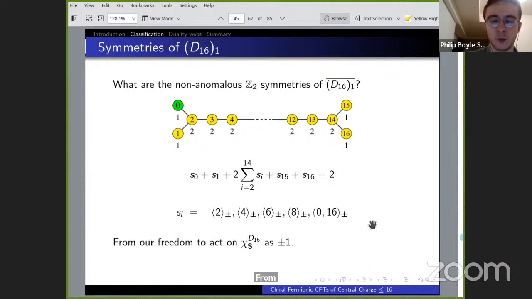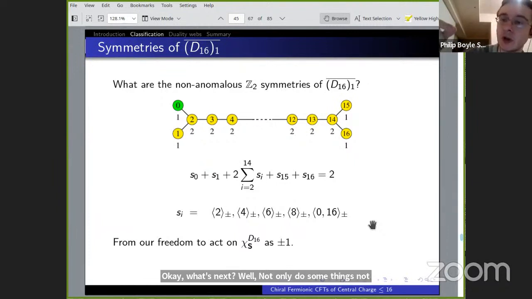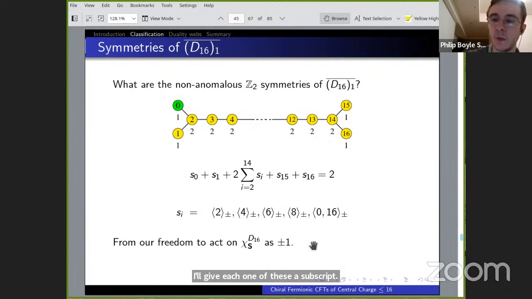Okay, what's next? Well, not only do some things not lift to a symmetry, but among the ones that do lift to a symmetry, there can be a choice, an ambiguity in how you lift it. Specifically, you have the freedom to act on the spinor module as plus or minus one. You can modify the action by a sign. So to indicate this, I'll give each one of these a subscript, saying whether we choose the plus or the minus sign when lifting it to the spinor module.